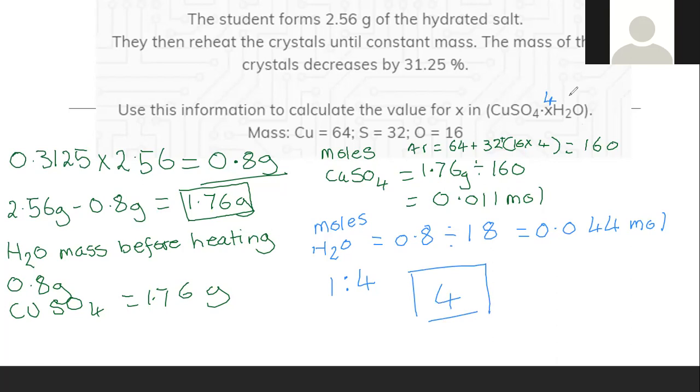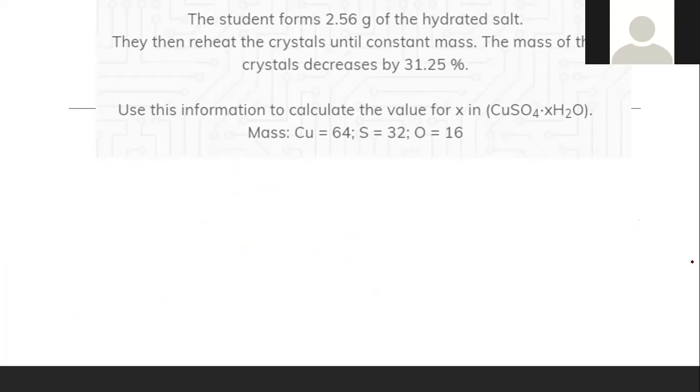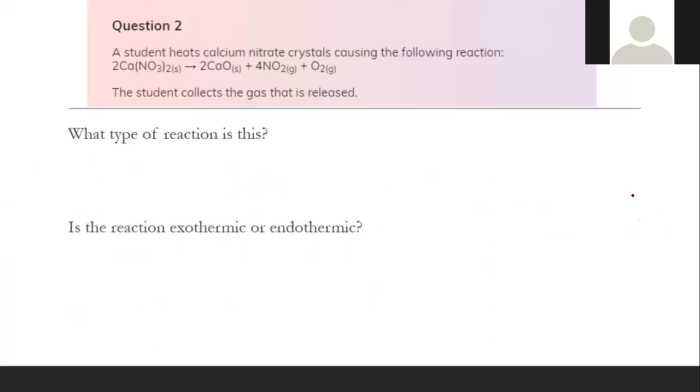I'm going to do one more, and then we will leave it there for today. So next example is question 2. A student heats calcium nitrate crystals, causing the following reaction. The student collects the gas that is released. What type of reaction is this?